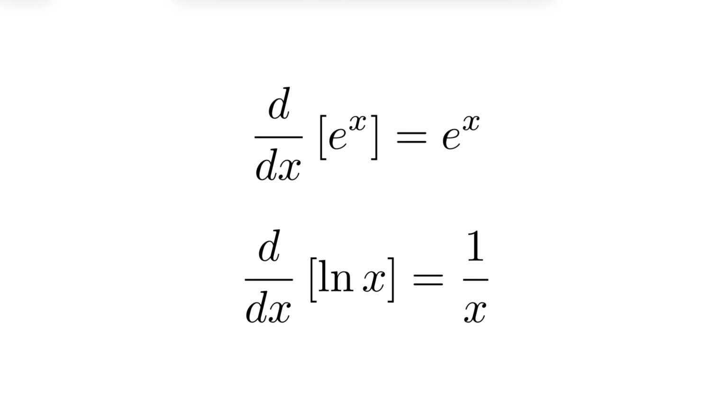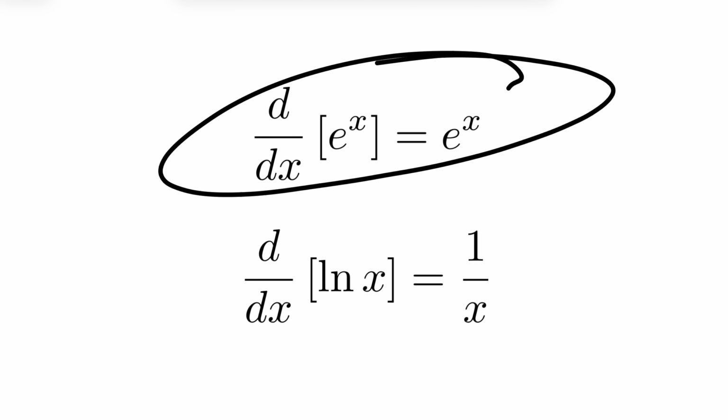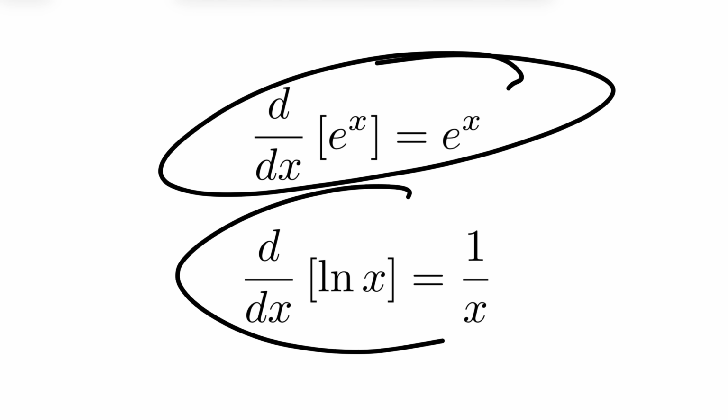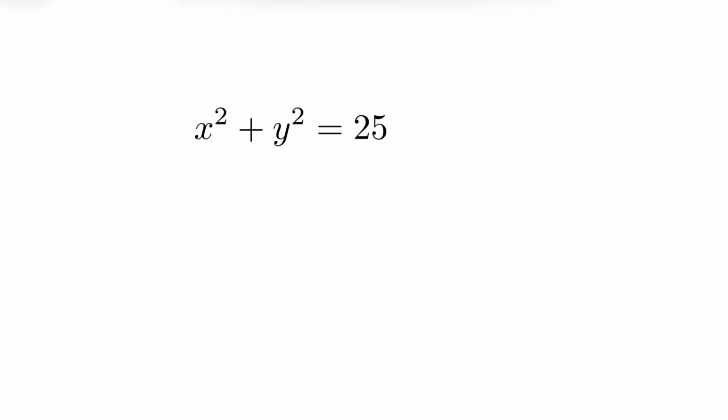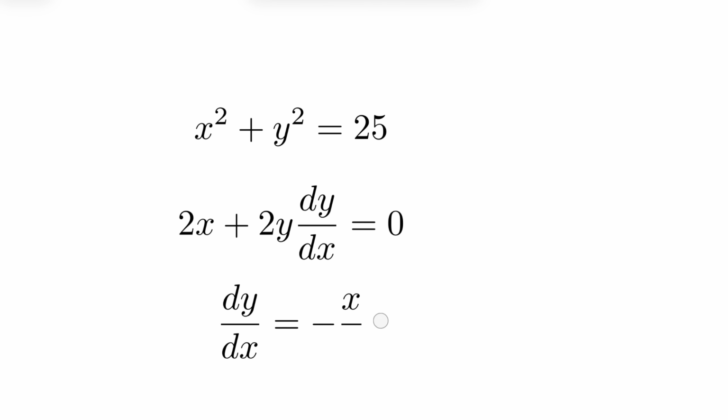Exponentials and logs. The derivative of e to the x is just e to the x, and the derivative of natural log of x is 1 over x. Implicit differentiation. This comes up when you can't isolate y. You differentiate both sides with respect to x, and every time you hit a y term, you multiply by dy/dx. So, for x squared plus y squared equals 25, you get 2x plus 2y times dy/dx is equal to 0.